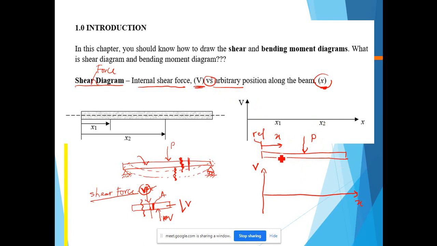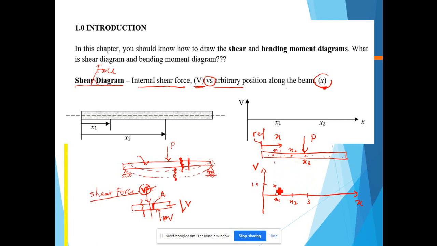So what we are going to do is to determine what is the internal shear at each point in the beam. For example, this point I represent by x1, this point I represent by x2, this point I represent by x3. So we are going to determine what is the shear force at x1. Let's say here is the x1, here will be the x2, and here will be the x3. For example, the internal shear force at x1 equals 10.